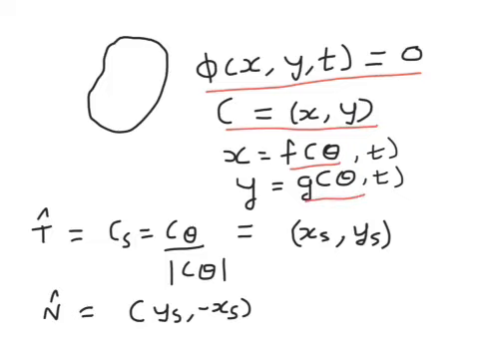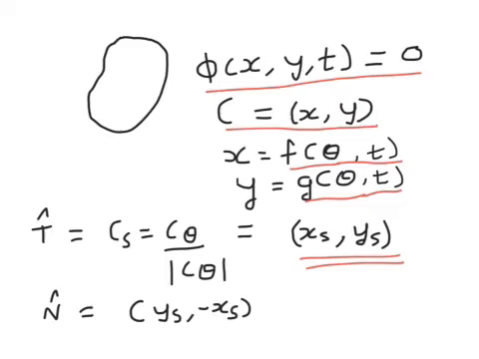Now to include curve evolution in our formulation, I am adding that x and y are also functions of t, because they would change as time changes. So now x is f, parameterized by theta and t, and y is g of theta and t. And what we previously saw is that the unit tangent is given by the derivative along the arc length, which is given by c s, or c theta divided by the magnitude of c theta, or given by x s, y s.